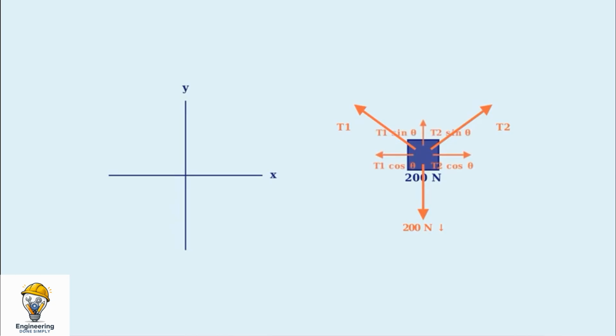Resolve each tension force into x and y components. Both tensions have the same angle θ, so T1 has components T1 cos θ left and T1 sin θ up, while T2 has T2 cos θ right and T2 sin θ up. Apply the equilibrium equations. For sigma Fx equals 0, the x components of T1 and T2 must balance, giving T1 cos θ plus T2 cos θ equals 0. For sigma Fy equals 0, the y components plus the weight must balance, giving T1 sin θ plus T2 sin θ minus 200 equals 0. Solving these equations simultaneously, since the cables are identical, T1 equals T2. Substituting gives 2T cos θ equals 0 and 2T sin θ equals 200, so each tension is 100 N.